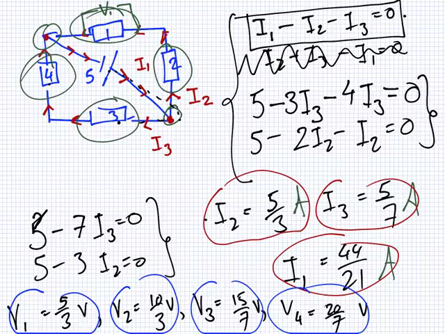This 20 over 7? Yeah, V equals I R. What's the I here? It's I3, which is this one. And what's the R? It's 4. So 4 times this is 20 over 7.